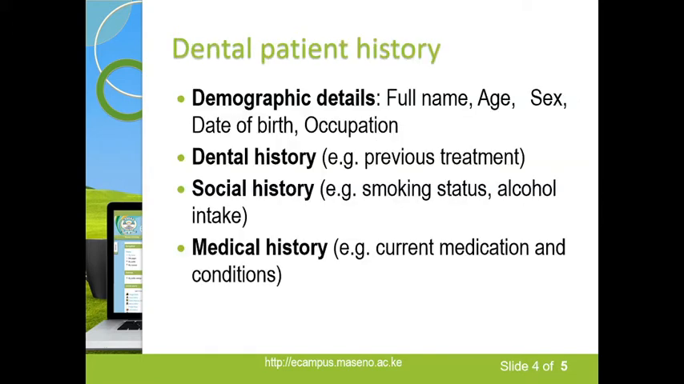Now, when you're taking a dental patient's history, of course, the common thing for any history that you take is that you have to have the demographic details. You need to know the full name of the patient, the age, the sex, the date of birth, the occupation, the residence, the religion, etc. And for your class practice, of course, you will not use the full name, you'll use initials. But when you're in the clinical setup and the patient has their own file, then you will indicate their full name. You are supposed to do the dental history, the social history, and the medical history.